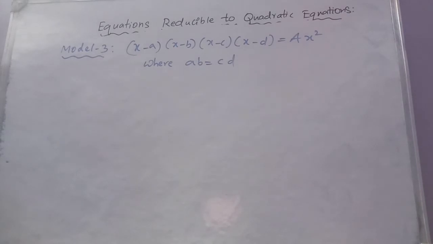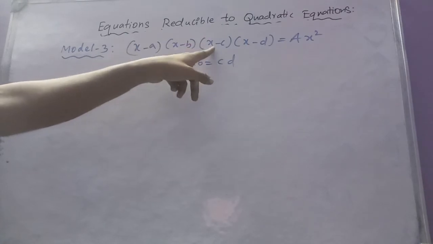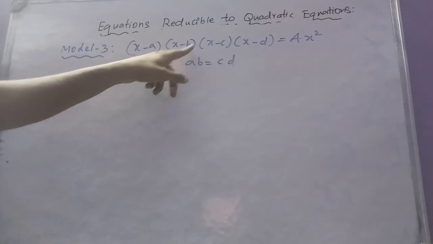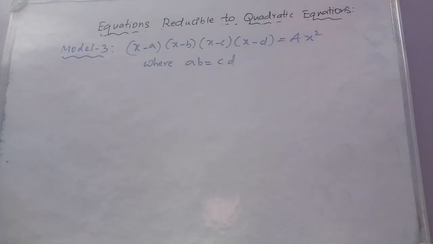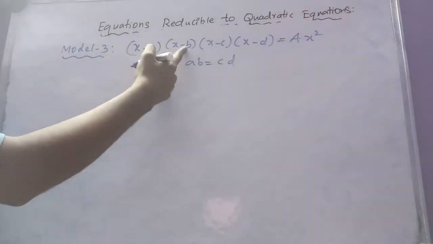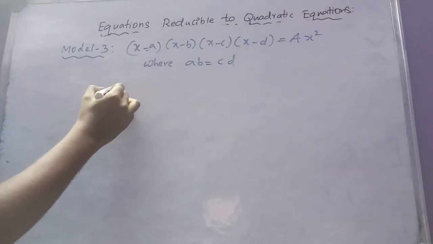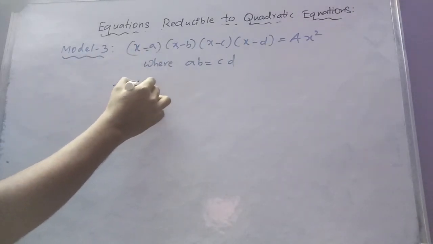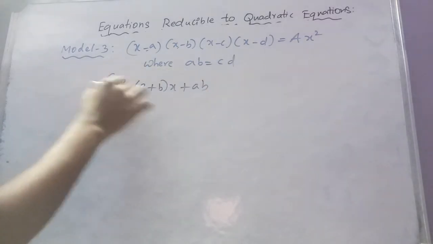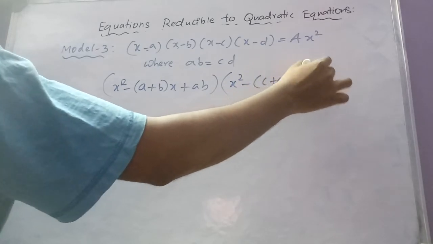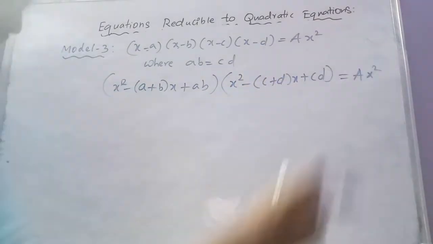Here is our third model, which is of the form x minus a into x minus b into x minus c into x minus d equal to A x square, where a into b is equal to c into d, right? Let us see how to solve this. Since a into b and c into d are equal, I will take these two and I will expand it. You know what you will get? x square minus of a plus b into x plus ab, into, if you expand this, you will get x square minus of c plus d into x plus cd, equal to A times x square.